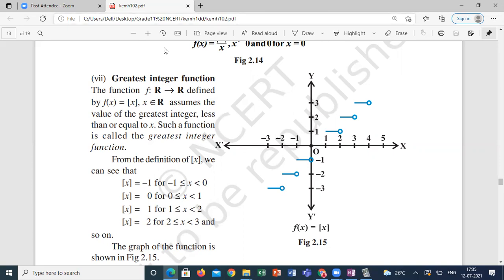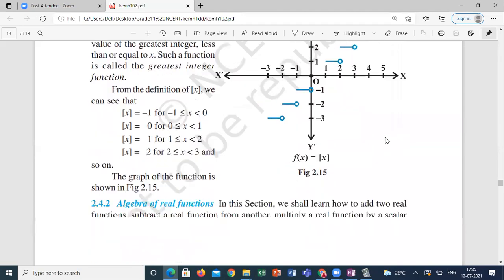What is the range? You are taking only the integral part of the x. Then your f of x is always, please guys, think for it. Integer. Some integer. It is never a fraction. It is never an irrational number.